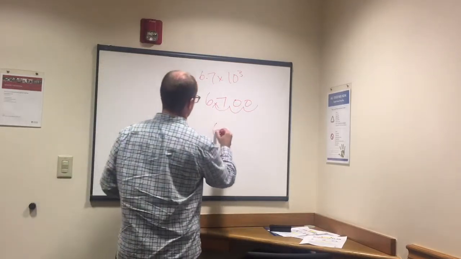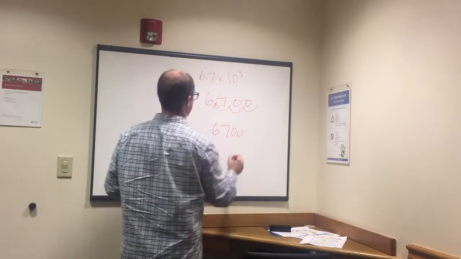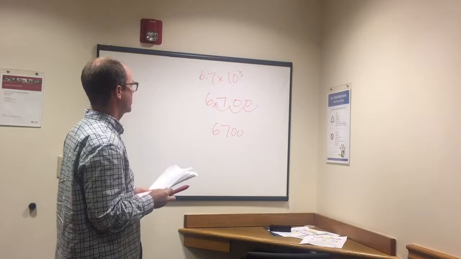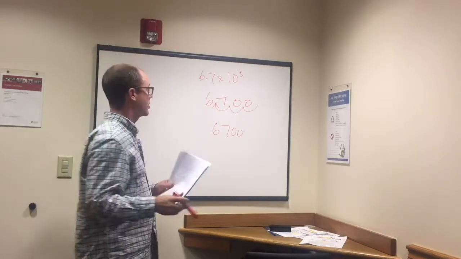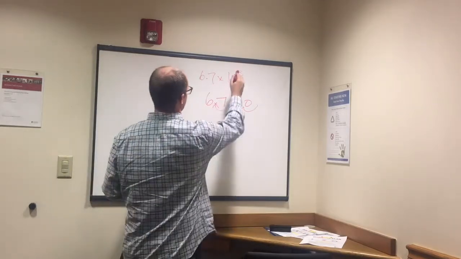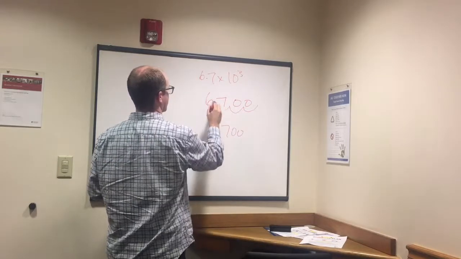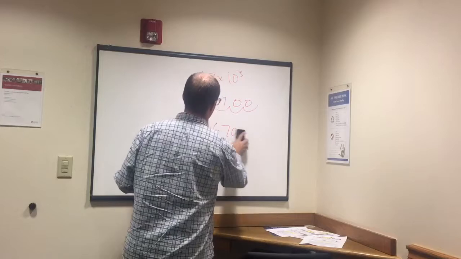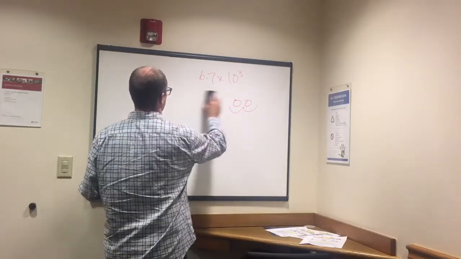So the answer is 6,700, and that's our first one. 6.7 times 10 to the third is 6,700, and we get that because we have the 3 exponent up there, 3 decimal places to the right.